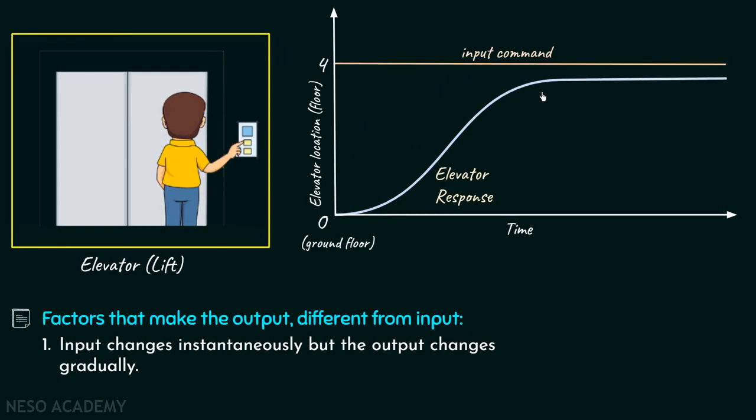Now we can observe one more thing in this elevator response, that it is having two different versions. The first version starts from the ground floor, that is the origin, to this particular point up to which the elevator has not finally reached the fourth floor. That is, it is continuously moving upwards. And in the second version, it has finally reached the fourth floor and it has stopped.